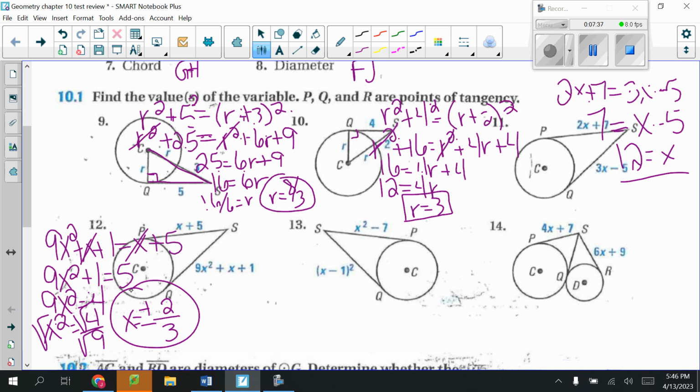They're both my answer because if I plug the negative in here, negative 2/3 plus 5, I'm still going to get a positive number. And when I plug it in here, I'm still going to end up with a positive number. So we would need both of those as the answer.